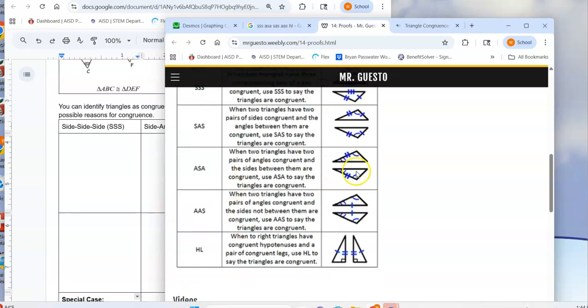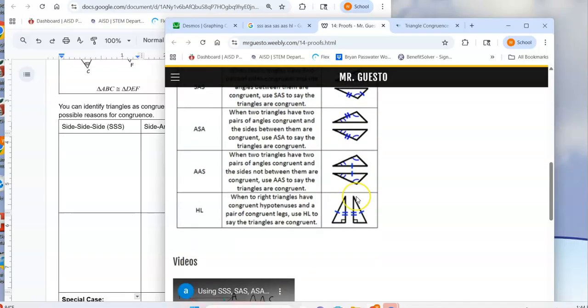ASA stands for angle-side-angle, meaning I have an angle, a side in between them, and then another angle. If that's true for both triangles, that is enough information to say the two triangles are congruent. The weirder one is AAS, which means angle-angle-side. Notice that it's not about the side in between them; it's about one side that's adjacent to one of the angles. This is enough information to say that the two triangles are congruent.